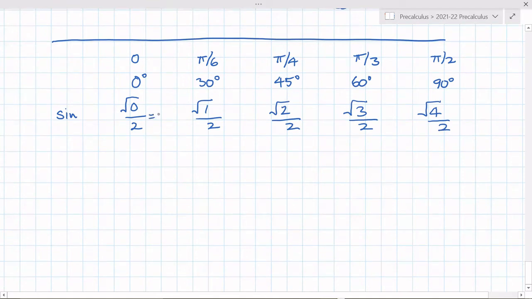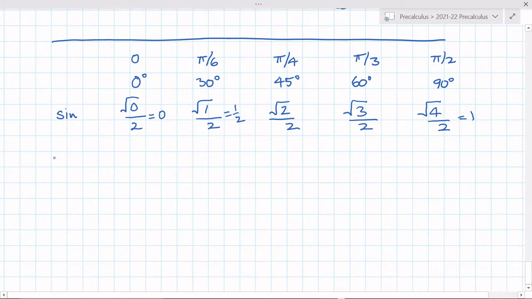This becomes 0. This becomes 1 over 2. This is root 2 over 2, so nothing to change here. You can write it as 1 over root 2, but this is the rationalized form. And this is root 3 over 2. And this is 2 over 2, so this is 1.